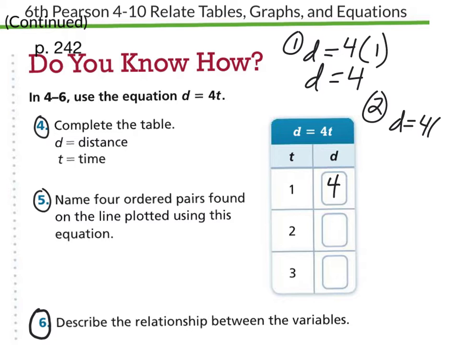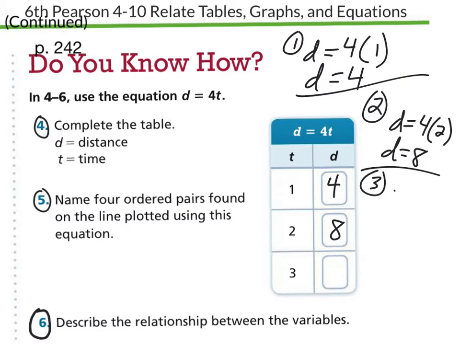Then we're going to substitute a 2 in place of the t. 4 times 2 is 8. And then we'll substitute a 3 in place of the t. And we would get 12. So that would fill out the table.